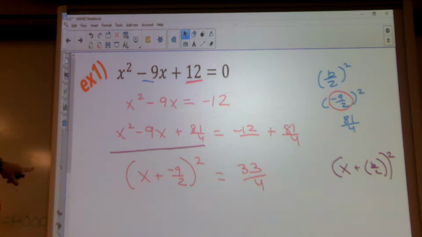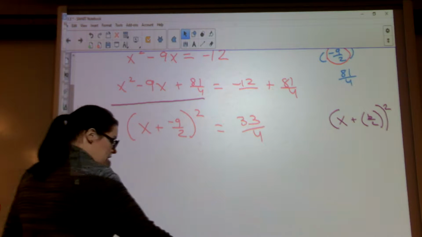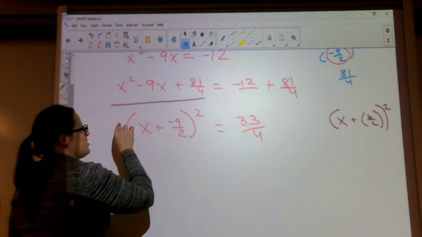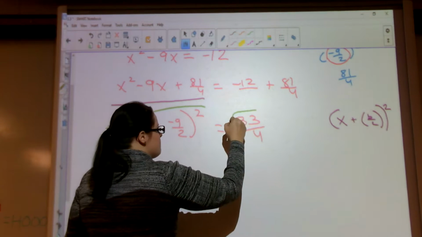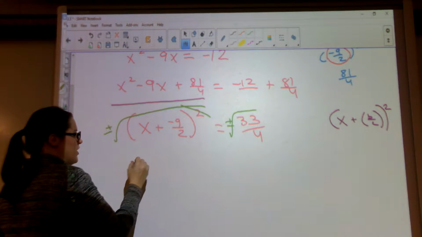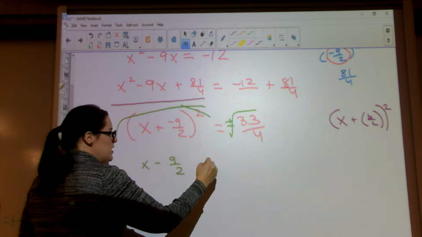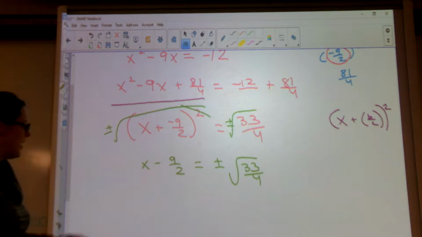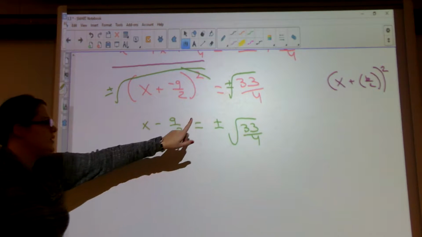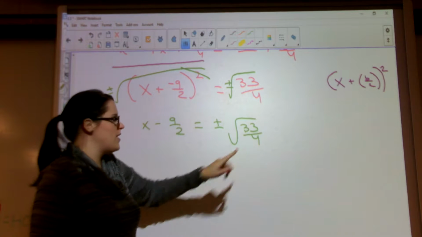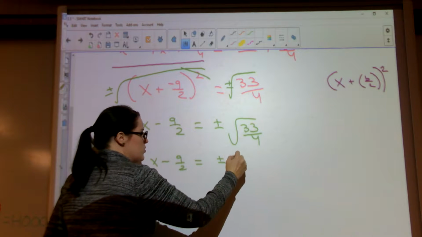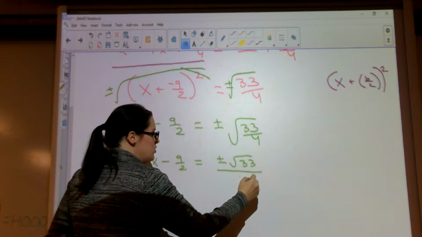Now from here, we can solve algebraically. There's no b term there. So let's just solve this. To solve it, how do you want to undo a square? Careful, plus or minus. The square and the square root undo each other. I get x minus 9/2 equals plus or minus the square root of 33/4. Now we have to get fancy. Take the square root of the top and the square root of the bottom. That will give me plus or minus the square root of 33 over 2.